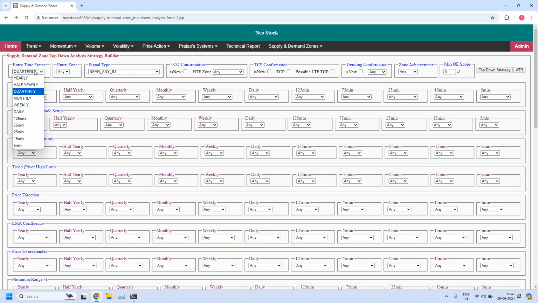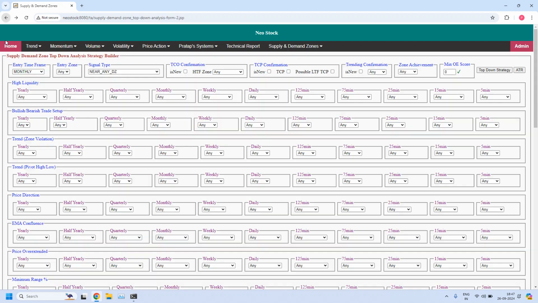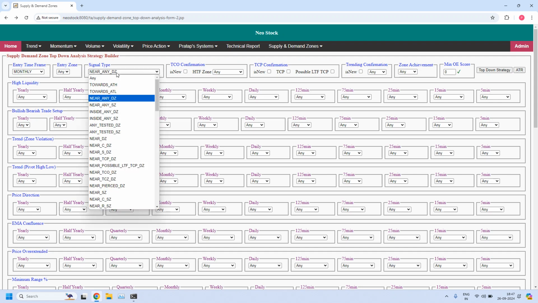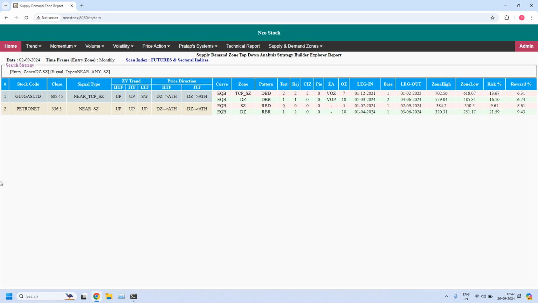The next time frame is monthly. Let us find the stocks near the monthly demand zone. Six stocks are filtered near to the monthly demand zone. Next, for the monthly time frame, let us find the stocks near the monthly supply zone. Two stocks are filtered.